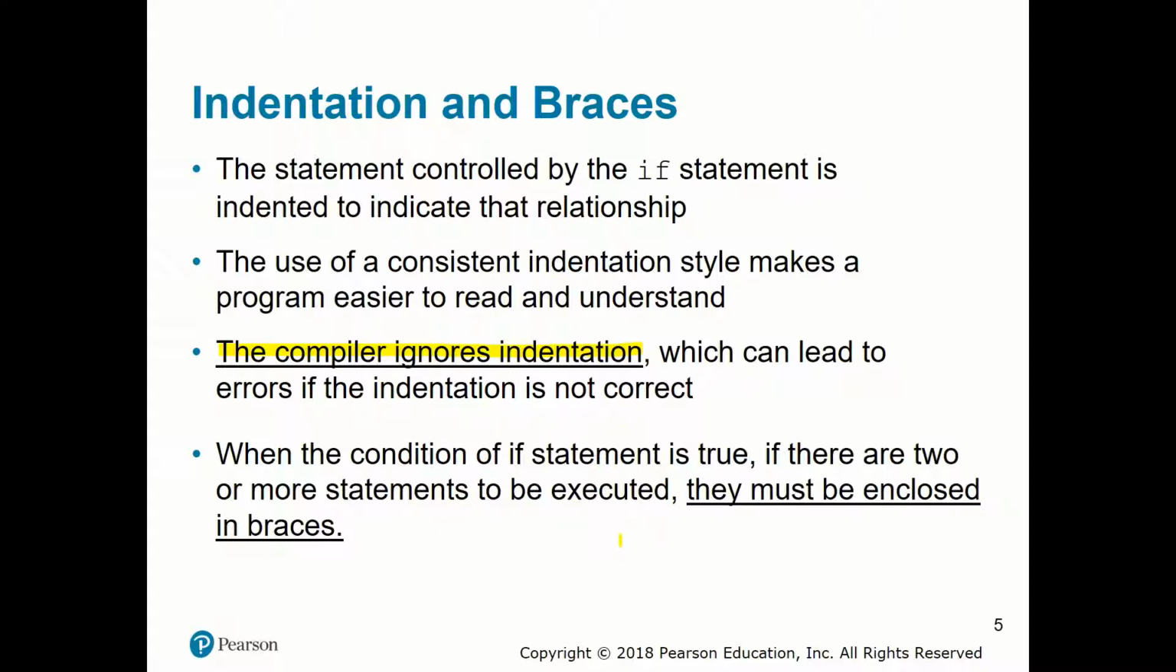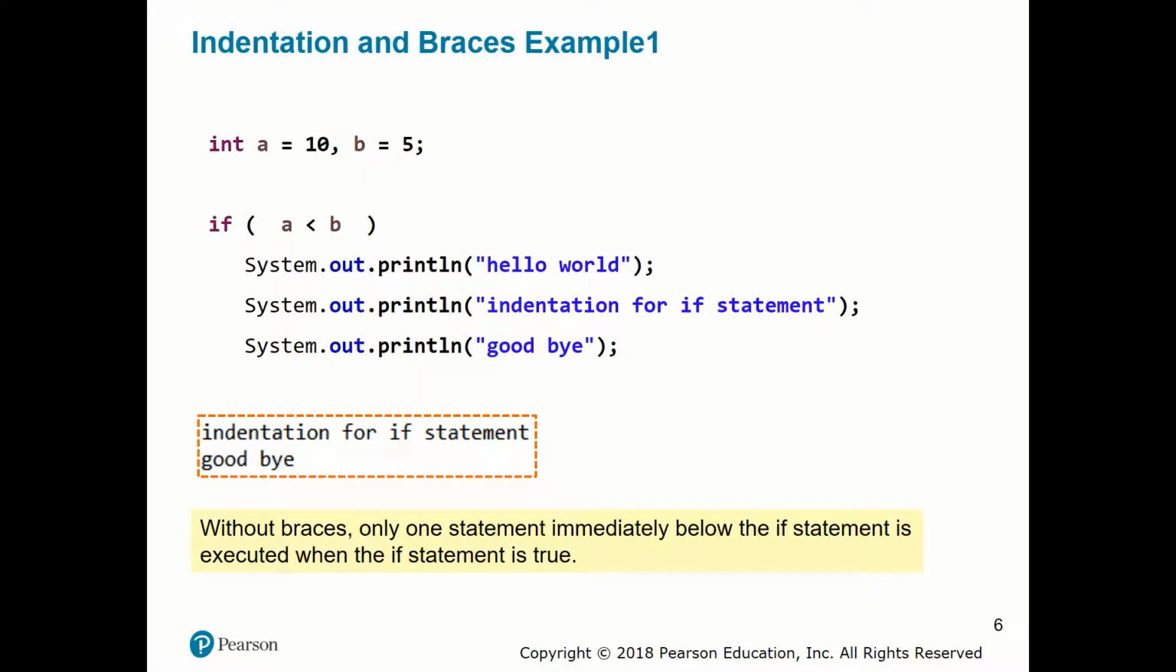We will see this one by example. Here is an example of indentation. A is 10 and B is 5. Then this is false. Since these three lines are indented, it seems that these three lines will be skipped because this is false. But the compiler ignores indentation. So only this line is connected to the if statement, and only it is skipped. So the result is like this. These two lines are printed out.